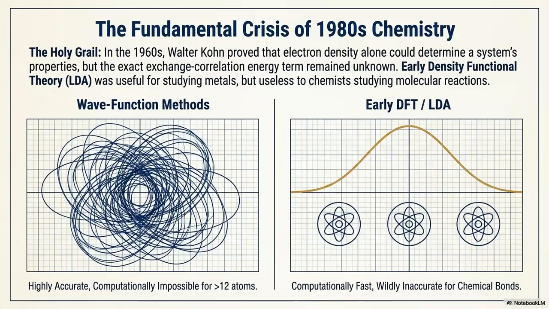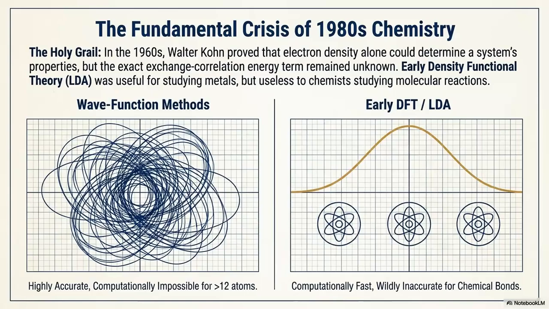Wave function methods offered high accuracy but were computationally crippled by anything larger than 12 atoms. Conversely, early DFT, LDA, was fast but wildly inaccurate for chemical bonds. This slide captures a scientific world stuck between precise impossibility and efficient error. It was a landscape desperate for a new methodology that could marry speed with accuracy, setting the stage for a quantum revolution.